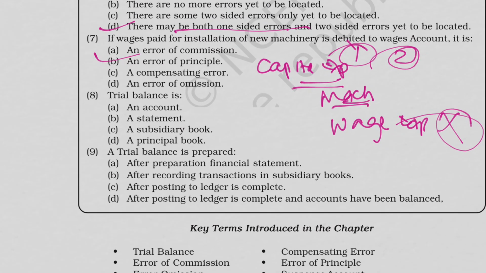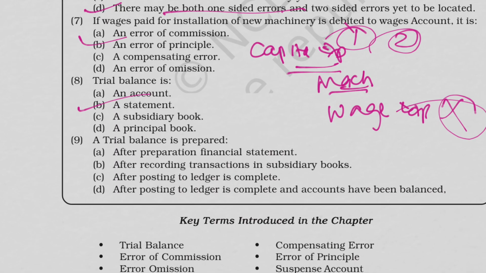Next we have trial balance. So trial balance, we know it is a statement. It's a statement showing debit and credit balances of the ledger accounts. Then we have trial balances prepared after all the ledger postings are completed and accounts are balanced.